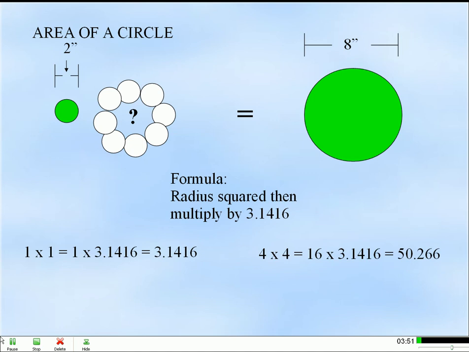Likewise, an 8-inch pipe has a radius of 4 inches. Now square the 4 by multiplying it by itself. 4 times 4 equals 16. And then multiply that number by 3.1416. That equals 50.2656 square inches. To then find the number of 2-inch pipes required to equal the area of the 8-inch pipe, divide the 50.2656 by 3.1416, and you'll see that you need 16 2-inch pipes to equal one 8-inch pipe.